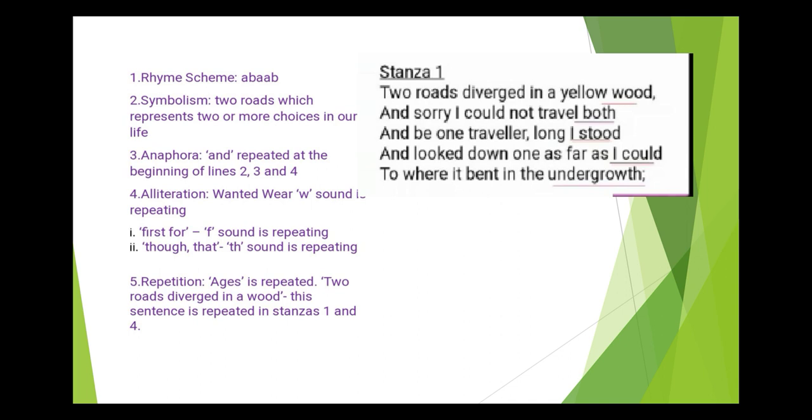Repetition. Repetition is when a word is repeated in the line. So there is a word, ages and ages hence. So ages is the repetition. Then, two roads diverged in a wood. This line is again repeated in stanza 1 and stanza 4. So ages and the line two roads diverged in a wood are examples of repetition.